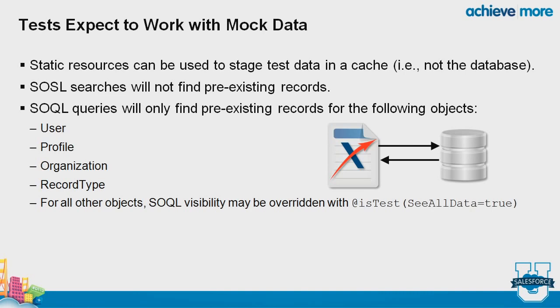Best practice, if you do need it, and did I mention you should try to avoid it? If you do need it, make one class marked as see all data. So you know at least that special cases class and that utility class is the only one that is going to allow you to see that data.